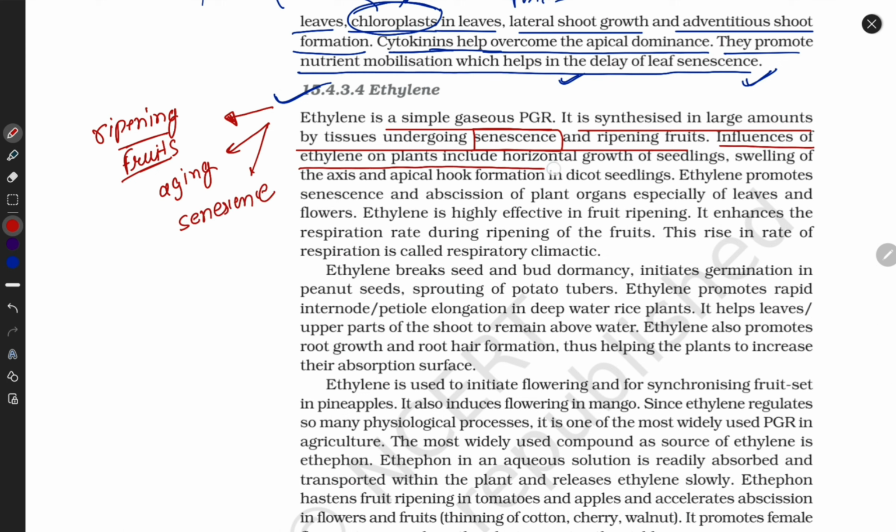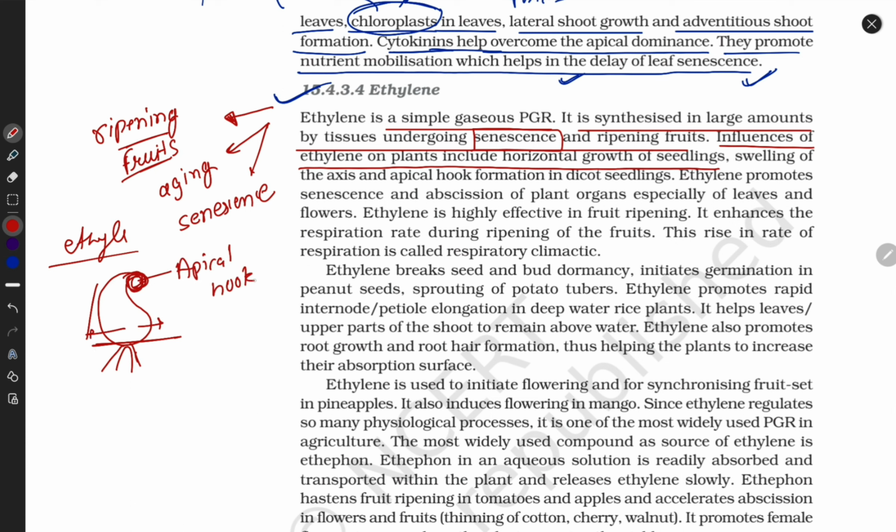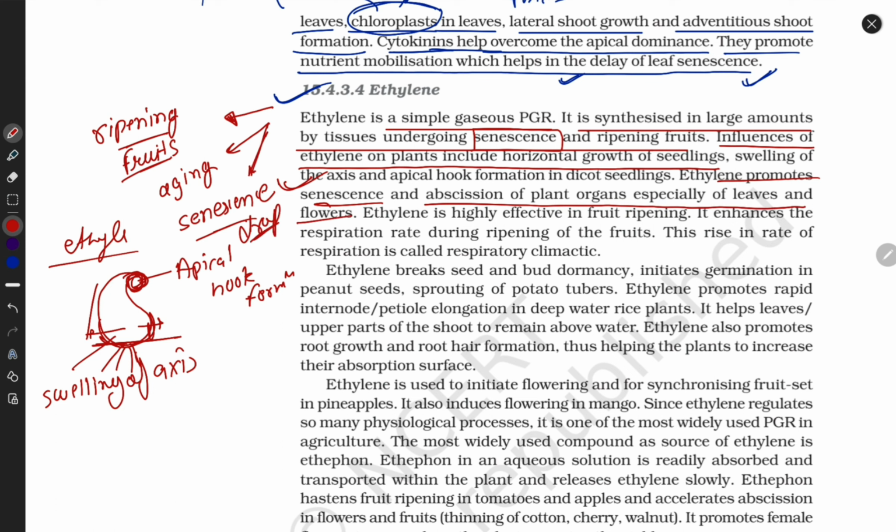Ethylene's influence on plants induces horizontal growth of seedlings. After being affected by ethylene, the plant shows horizontal growth. And an apical hook also forms. Apical hook formation, okay, and swelling of the axis. This is a feature of ethylene. Ethylene promotes senescence and abscission of plant organs, especially leaves and flowers. Senescence means they drop early: leaves, flowers and fruits.